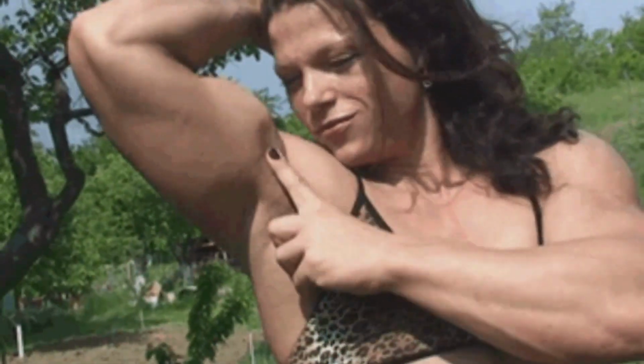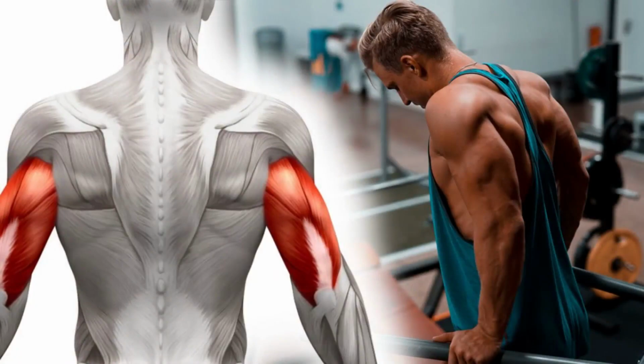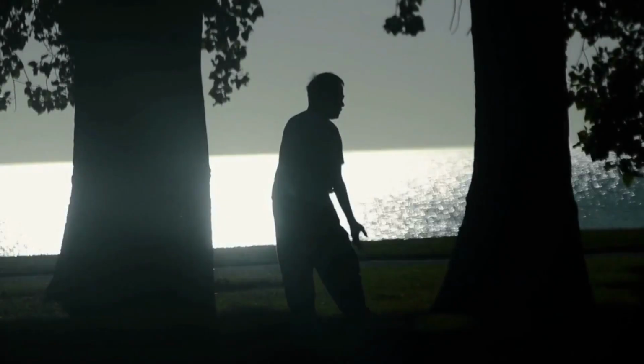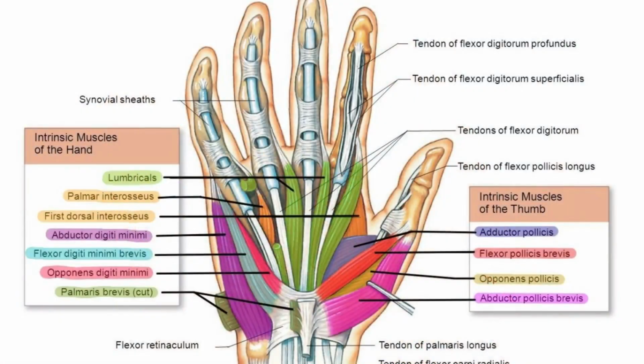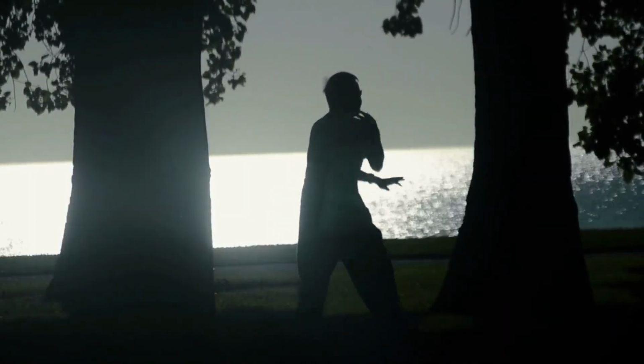The arm muscles, muscles such as the biceps brachii and triceps brachii, are responsible for flexion and extension of the elbow joint. The forearm muscles, such as the flexor and extensor muscles of the forearm, control movements of the wrist and fingers. The hand muscles, intrinsic hand muscles and extrinsic muscles originating from the forearm, control fine motor movements and grip strength.